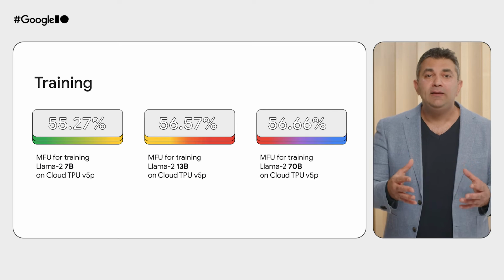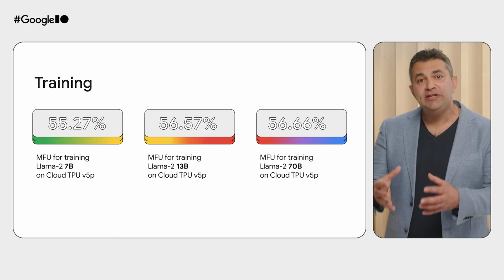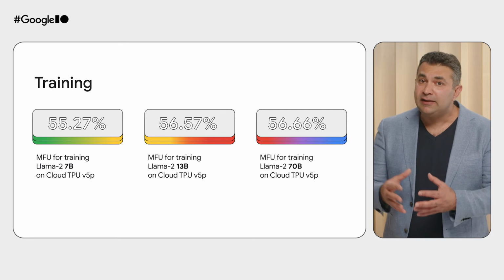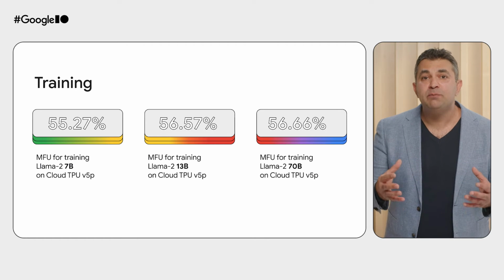In this case, training Llama 2 at different parameter sizes of 7 billion, 13 billion, and 70 billion on Cloud TPU v5p can achieve up to 56% MFU.